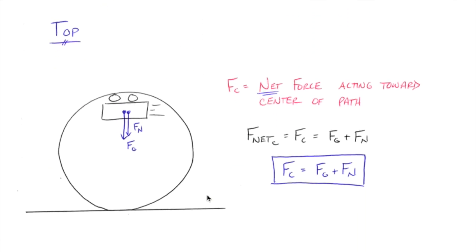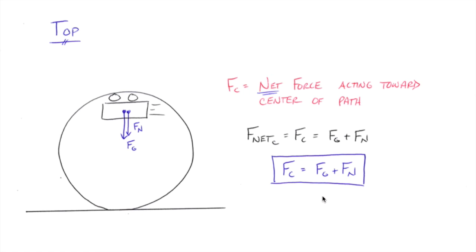If we look at the top, you'll notice that I have gravity acting down, which hopefully you realize. The normal force, the track, right, the cart wants to go this way. Its inertia wants to send it to the left, but the track, since it curves, is pushing it down and keeping it going towards the center. So I have gravity and the normal force both acting towards the center. So that net force acting towards the center is Fg plus Fn. The reason they're both positive is they both point towards the center.